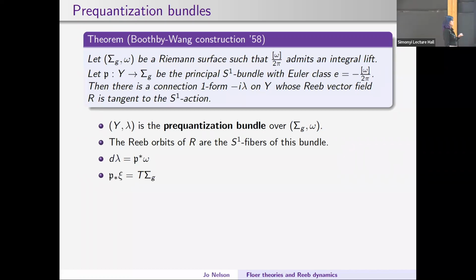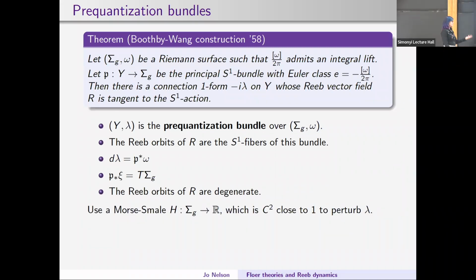So the first thing is that the Reeb orbits of R are going to be all the S1 fibers of this bundle. This contact form that's given in terms of the connection 1-form is going to be degenerate because all of the fibers are Reeb orbits and they're not isolated. And then I have that d lambda is just the pullback under the fibration map of omega. And I also know that if I push forward the contact distribution under the projection map, or the bundle map, I'm just going to get the tangent space of my base at every point.